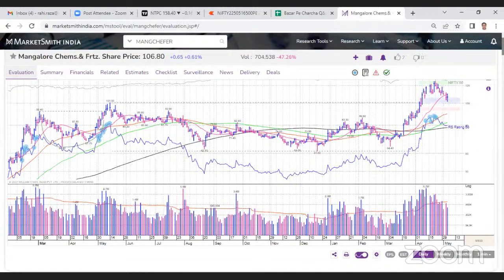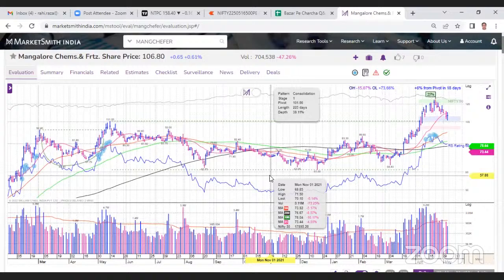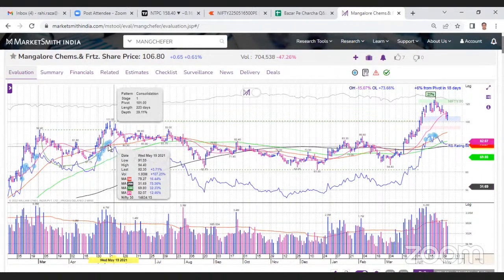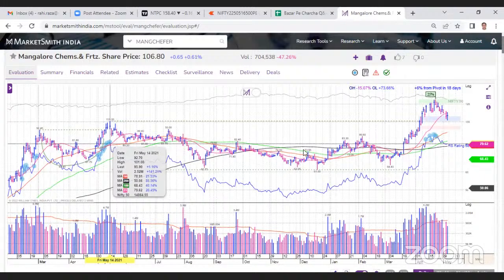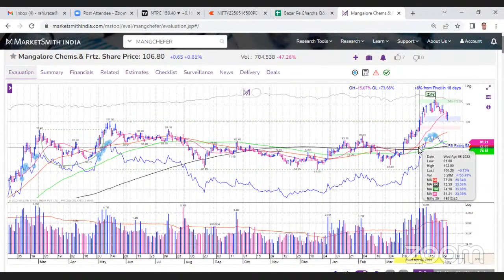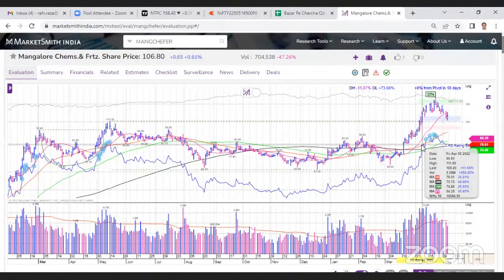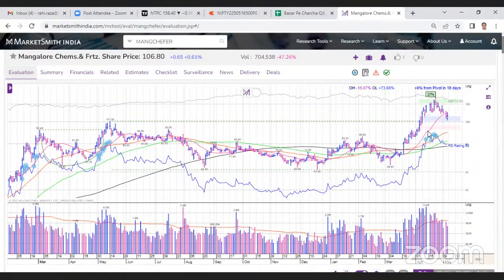So Mangalore Chemical has broken out from a long consolidation, we can say. From 14th May 2021 to 6th April 2022, that was a really long consolidation. After that, this stock broke out from the consolidation base, and it is now 6% higher than the pivot level in 18 days.